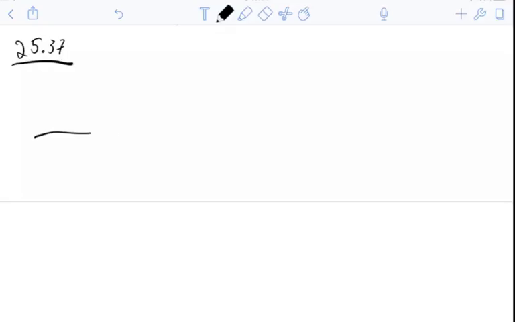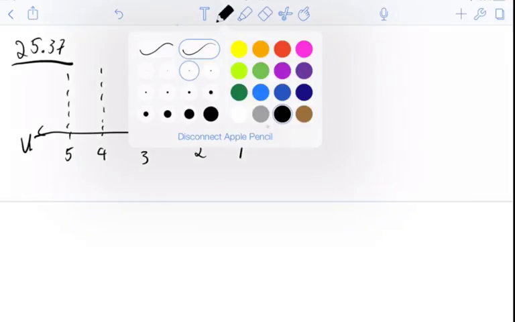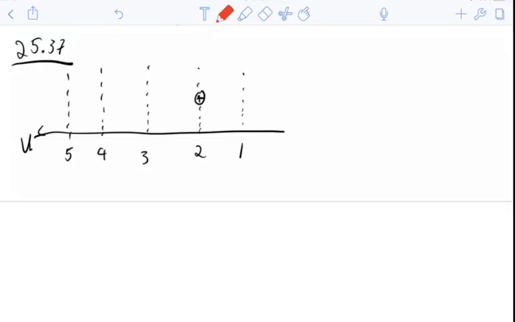So that's the V axis. That's 5, 4, 3, 2, 1. Here's where it starts. And D looks like that. C looks like a straight line. And A looks like that. And B looks like this.